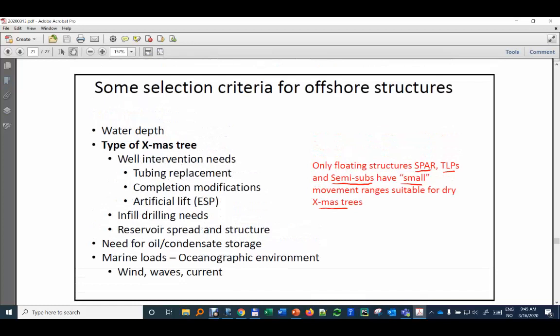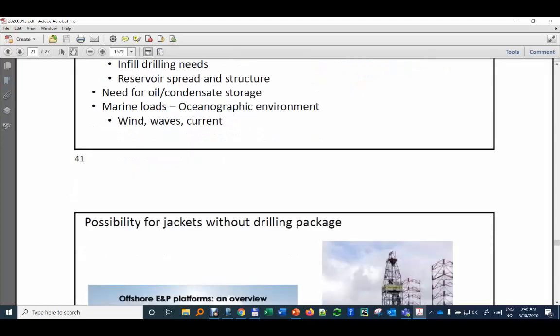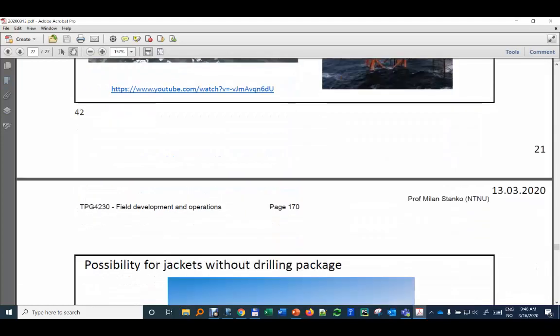And then we said that dry Christmas trees or platform wells are only on spars, TLPs and semi-subs that have small enough movement suitable for dry Christmas trees. FPSO, Sevan FPSO don't have a small range of movement.